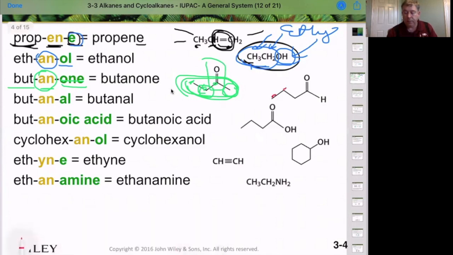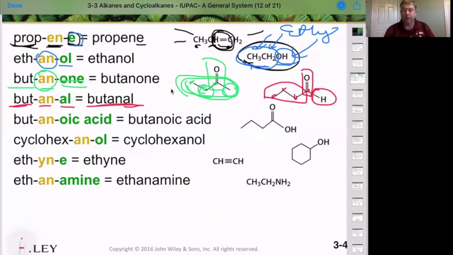We have 1, 2, 3, 4 carbons, so we have BUT again. We have a carbonyl, but it has a hydrogen bonded to it. That turns it into an aldehyde. So we have AL at the end of the word. So we have no double bonds between any of the carbons. So we have butanal. Now let's take this and take this off here and turn it into a carboxylic acid. Butanoic acid, because there's no double bonds here.